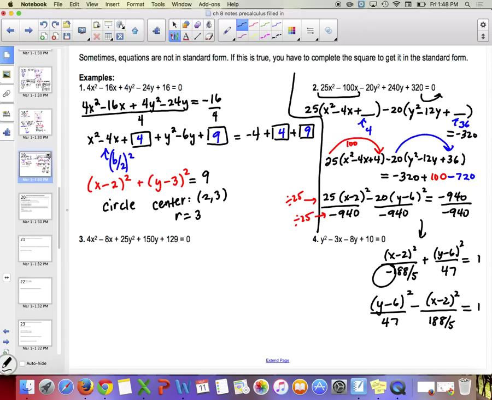All right, so the next one. It's an ellipse. It's a hyperbola. Okay. And is it vertical? Yeah, it's a vertical hyperbola.